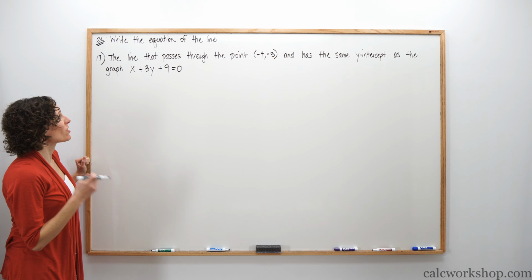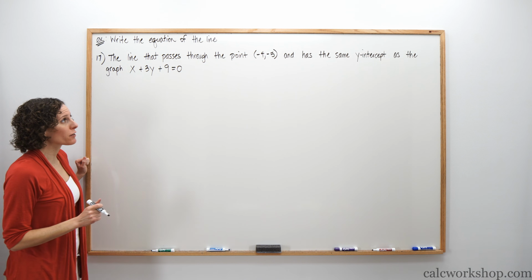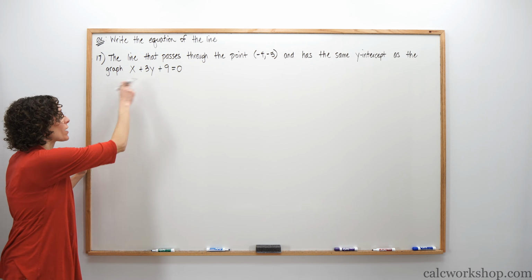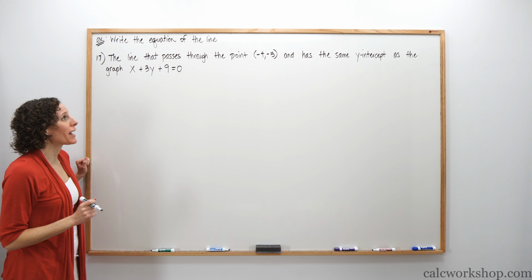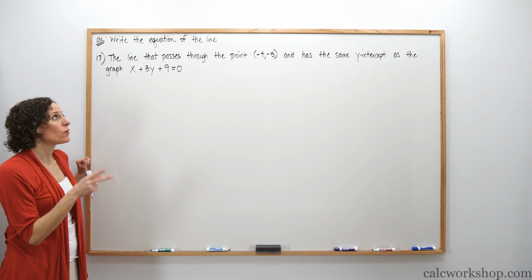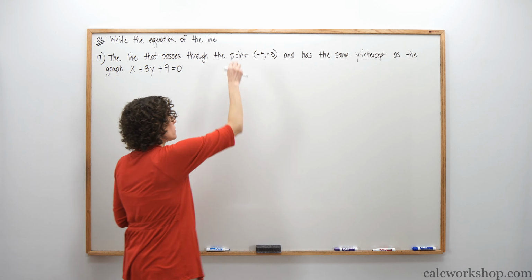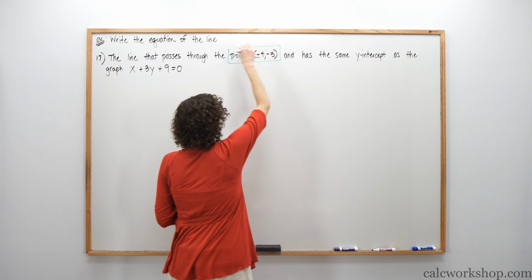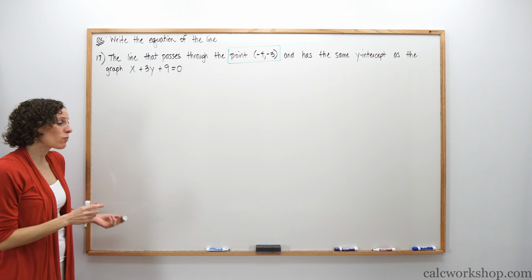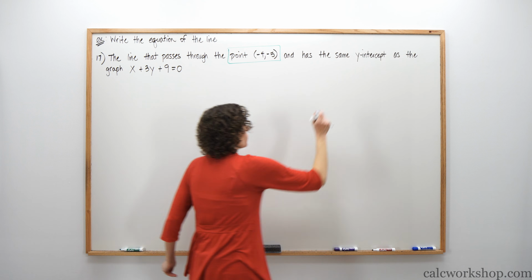All right, so we have a line that passes through the point -4, -5, and has the same y-intercept as the graph x plus 3y plus 9 equals 0. So the two things you need to write an equation of a line are a point and a slope. Well, you're given the point, and you're not given the slope. You're only told that it has the same y-intercept.